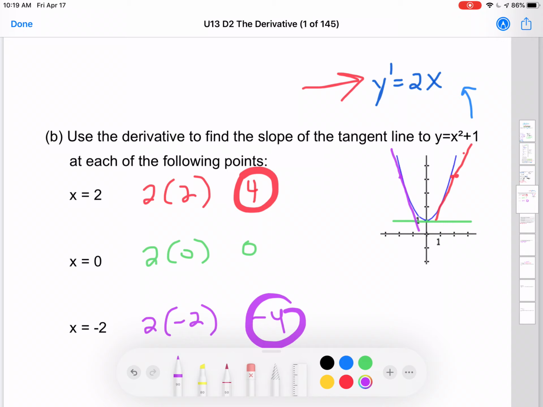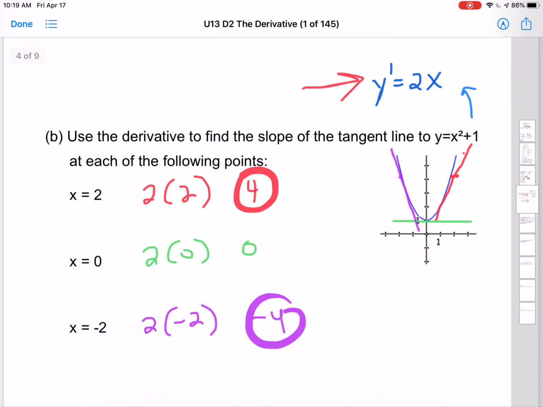Okay, we use the derivative to find the slope of the tangent line at any given x value. And how do we do that? We use the difference quotient, but we take the limit as h approaches 0.